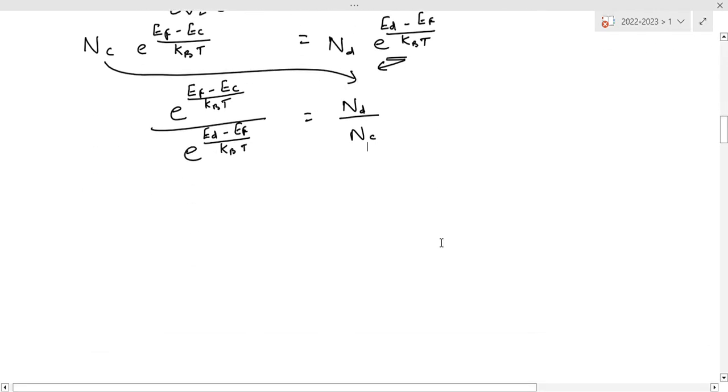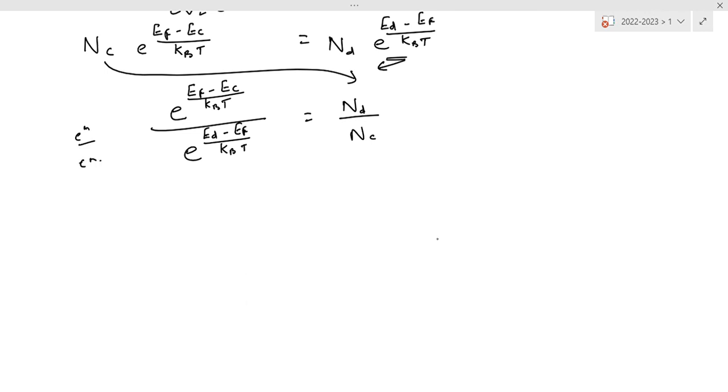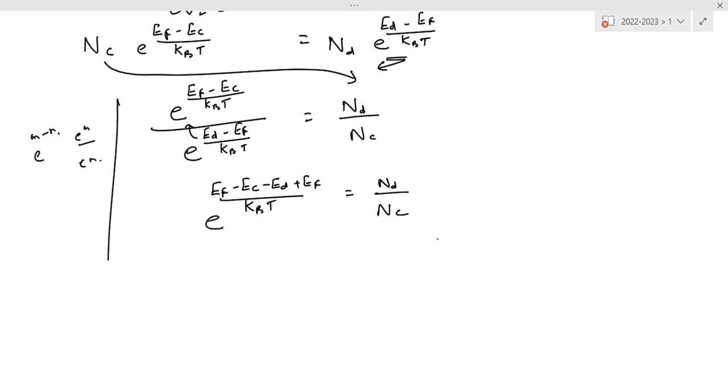Now solving this, it is just like e power m divided by e power n. I am going to write it as e power m minus n. So e power EF minus EC, and then this has to be taken to the power minus ED plus EF, divided by the same denominator KBT, which is equal to ND divided by NC. Here we have EF and EF, therefore e power 2EF minus, taking these two within bracket, EC plus ED, by KBT, which is equal to ND divided by NC.